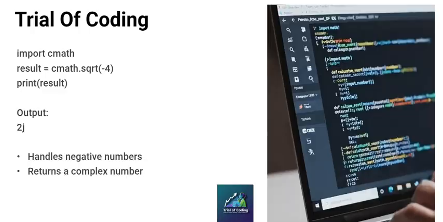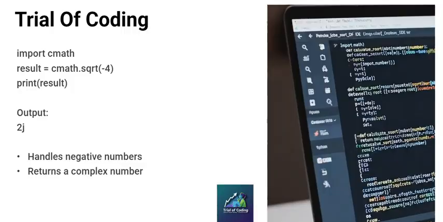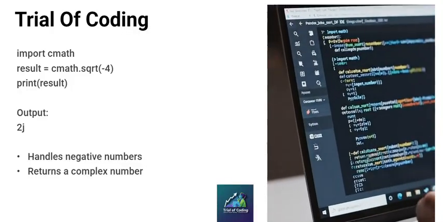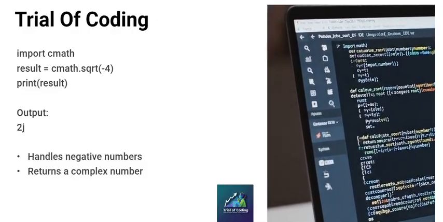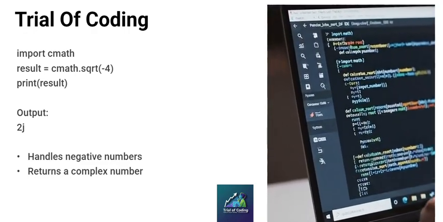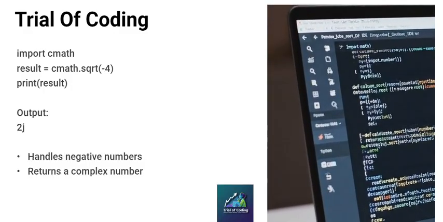To calculate square roots of negative numbers, use the CMath module. CMath module is designed for complex mathematics, so it works with all real numbers, whether positive, 0, or negative. The key points are: cmath.sqrt never raises an error for negative numbers. It always returns a complex number. Even for positive numbers, the result includes 0j.